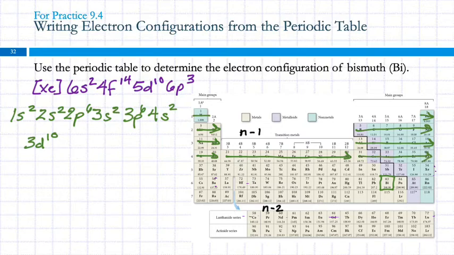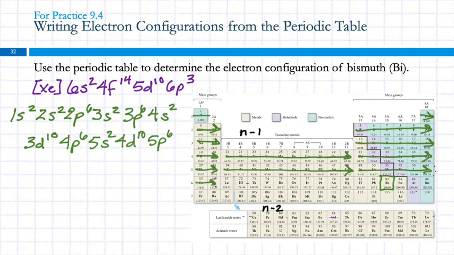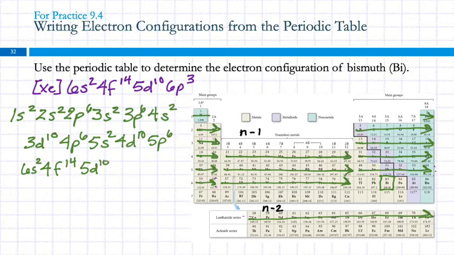And then this is back to 4, 4p6, 5s2, the D's again, not 5, it's 4, 4d10, 5p6, 6s2, six minus 2 is 4, that's 4f14, and those D's in there, that's 5d10, 6p3.